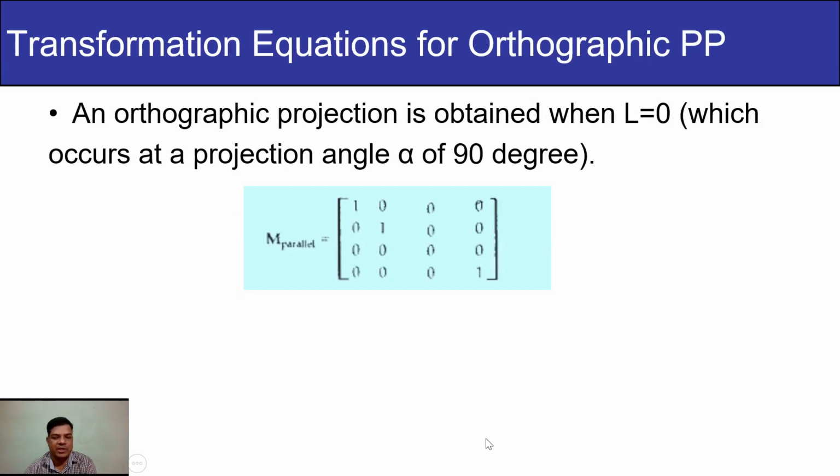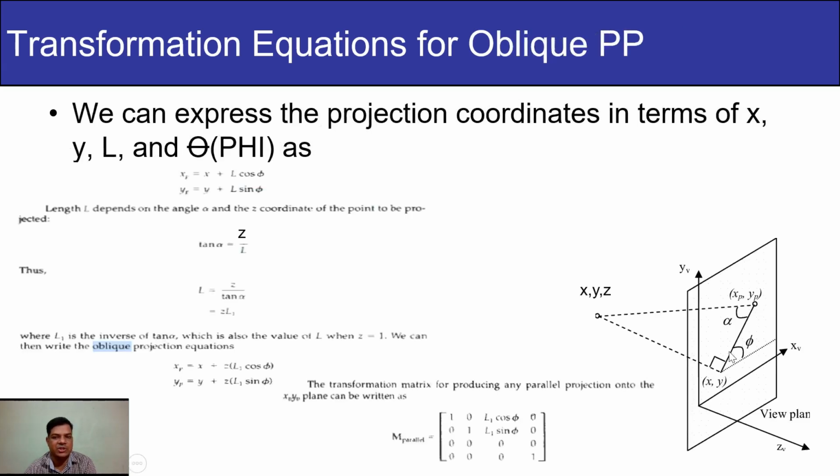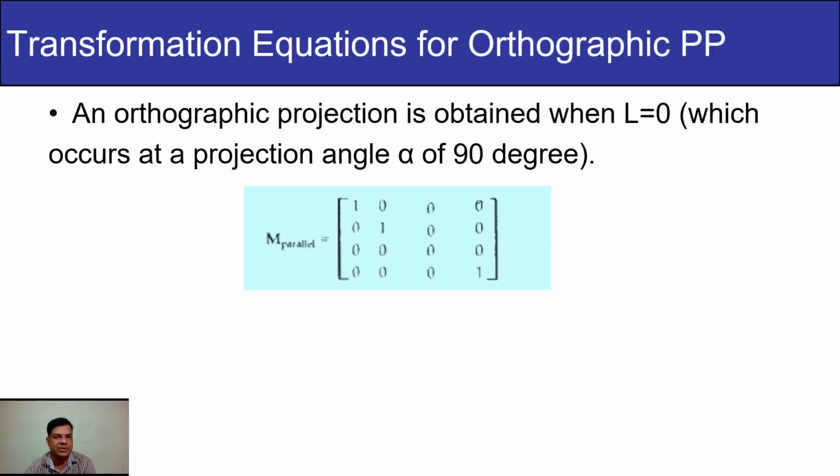Now from this equation we can see that if the value of L equals 0, if the length of the line equals 0, then certainly the projection will be orthographic parallel projection. So we substitute the value of L as 0, and we find the matrix for orthographic parallel projection. The matrix of orthographic parallel projection is given as 1 0 0 0, 0 1 0 0, 0 0 0 0 and 0 0 0 1. So this is the transformation matrix for orthographic parallel projection.